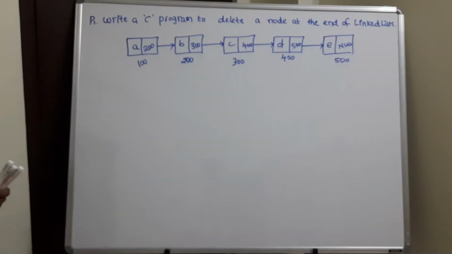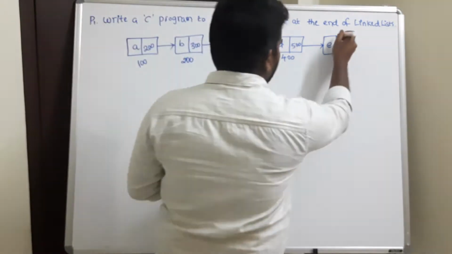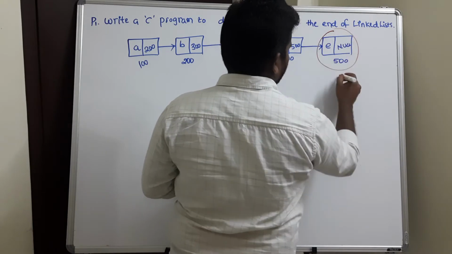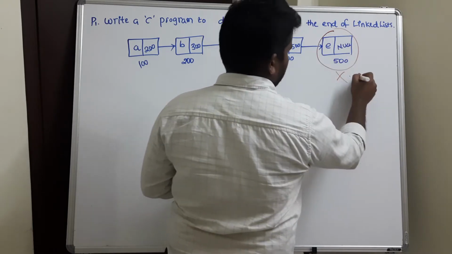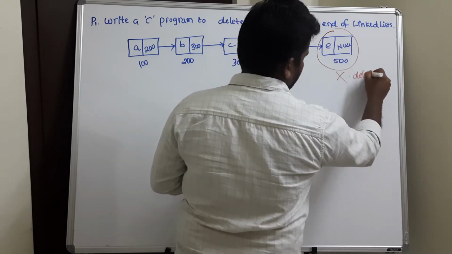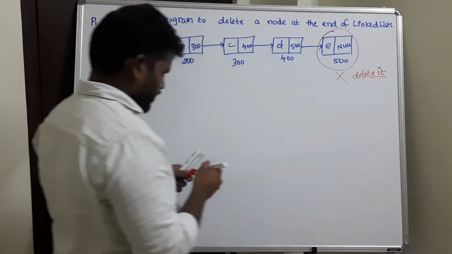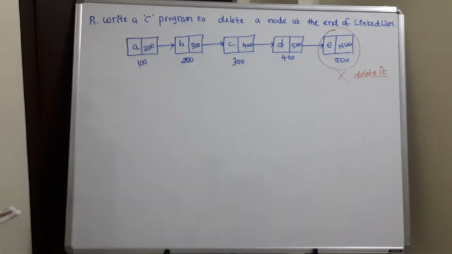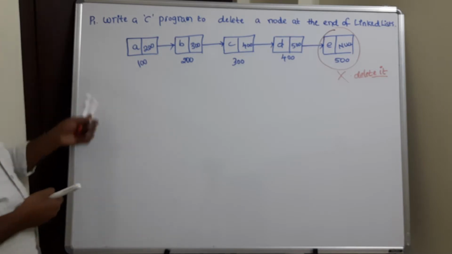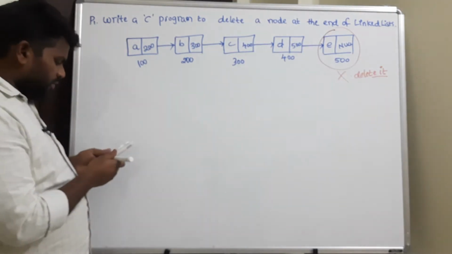So we need to delete the node which is at the last. We need to delete this particular node. First we'll see the approach. How can we delete that? What is the deletion, and if we delete that, what are the major impacts? So we look at that.